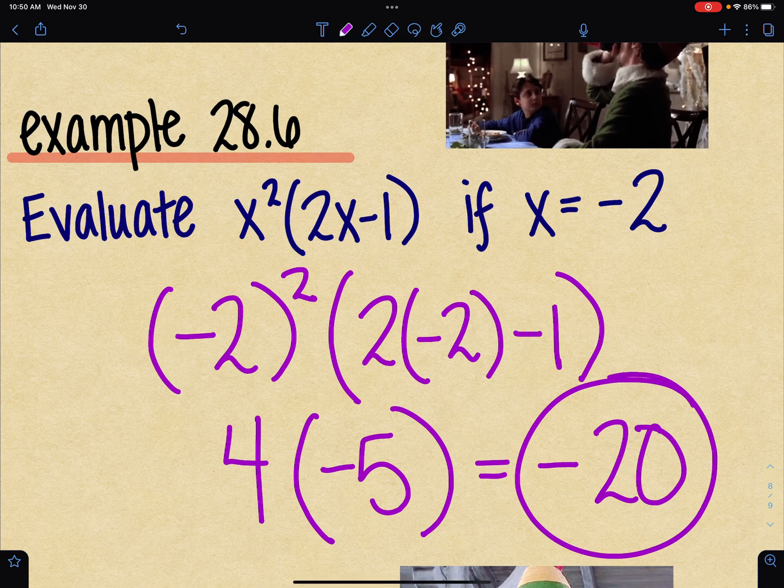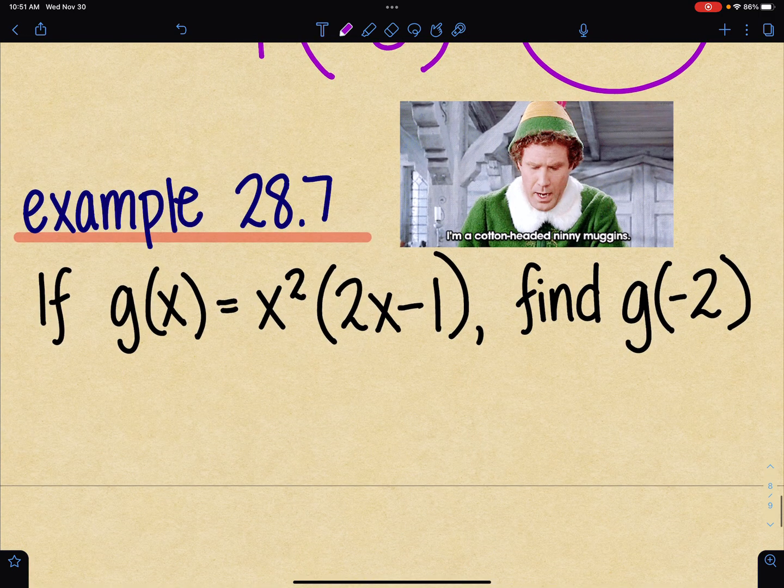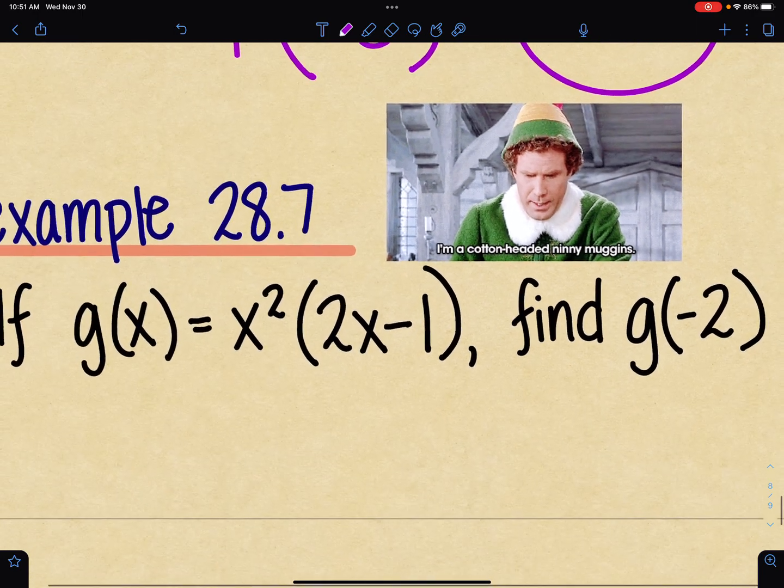Bam. You probably like those evaluate this expression better than functions at this point, but functions are going to be important, and I like thinking of them as machines. And you're not a cotton-headed ninny-muggin.